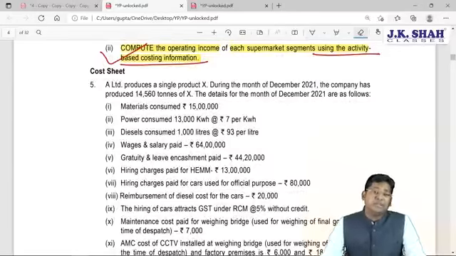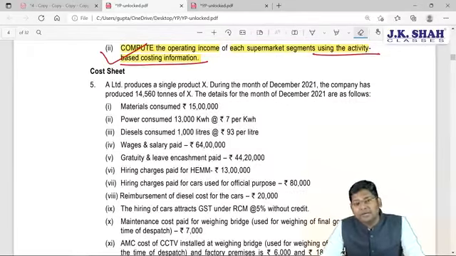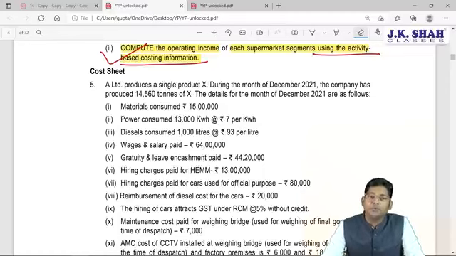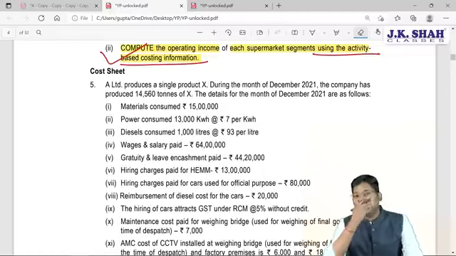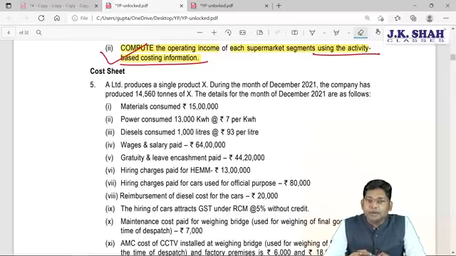So the question based on cost sheet, the very easiest question, is covered in RTP. It will help you to revise each and every concept which we covered in the cost sheet chapter. A Limited produces a single product X. They are not producing multiple products, they are producing a single product X. During the month of December 2021, the company has produced 14,560 tons of X. So this is the quantity produced given.